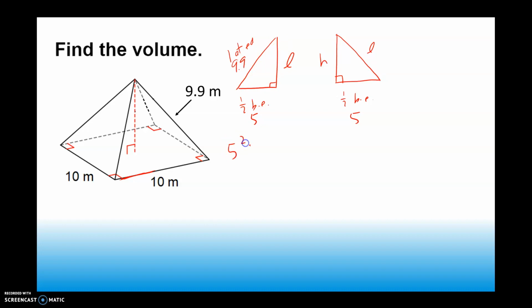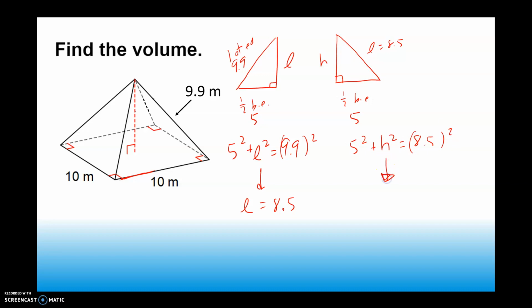So I'm going to get 5 squared plus my slant height squared is equal to my lateral edge, which is 9.9 squared. And once I solve this, I get that my slant height is equal to 8.5. So I know this guy is equal to 8.5. So now I have to use Pythagorean theorem again to figure out my height. So I'm going to do 5 squared plus my height squared is equal to, now my lateral edge is my hypotenuse, which is 8.5 squared. So once I solve this, I get my height to be 6.9.